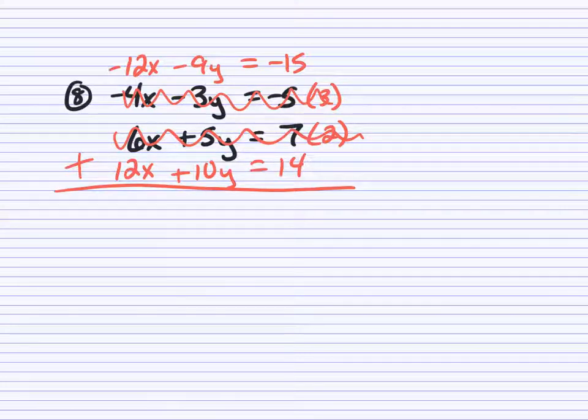From here, the x's eliminate. Negative 9y and 10y gives me 1y. Negative 15 and 14 gives me negative 1. So the y is negative 1.